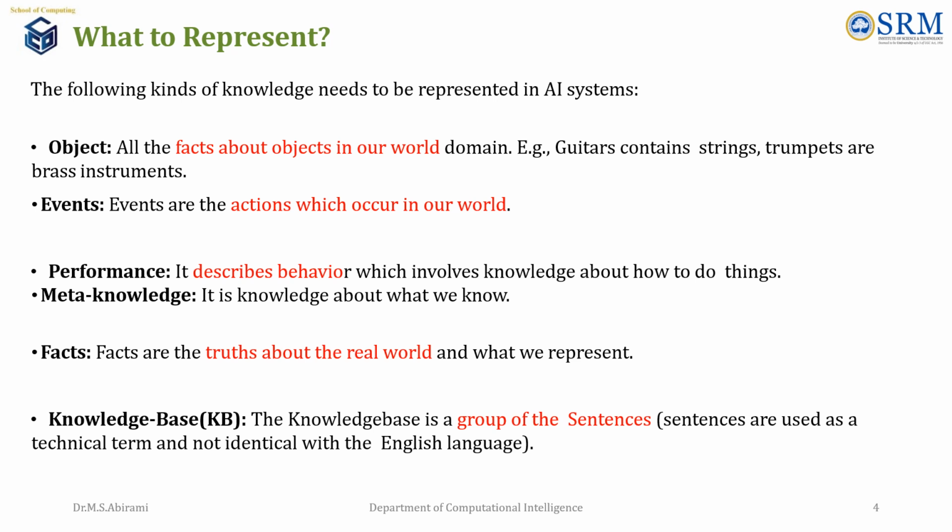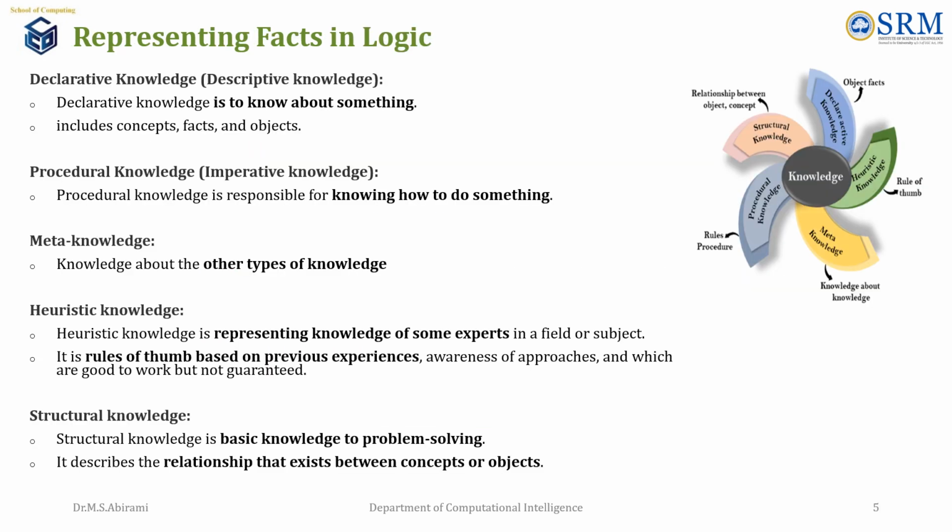So what can we represent? The following kinds of knowledge we can represent in AI systems. The first one is objects, which represent all the facts about the objects in the world, for example guitars, strings, tables, trumpets, whatever it may be. Events are the actions which occur in the world. Performance describes the behavior which involves knowledge about how to do things. Meta knowledge, as we know very well, is knowledge about what we know. Facts are the truths about the real world that we are going to represent. And finally, the knowledge base, represented as KB, is a group of sentences. Here the sentences are in technical terms, not like sentences in the English language. And how can we represent the facts in logic?